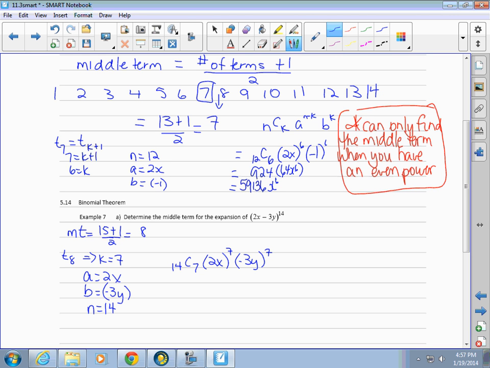So another thing that you might have noticed here is that my power was 14, and my powers ended up being 7s here. So you could even just take whatever your power is, divide it by 2, and that becomes your k value.